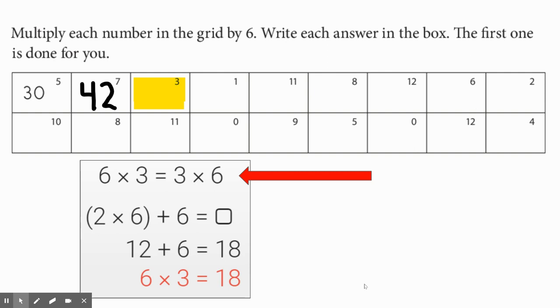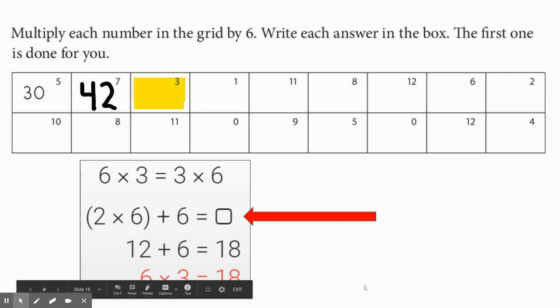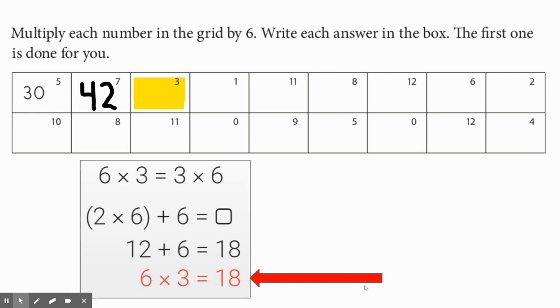I double 6 and I get 12. And I add another set of 6, and that gives me 18. So I actually used a times 3 strategy to figure out my answer to 6 times 3, which is 18.